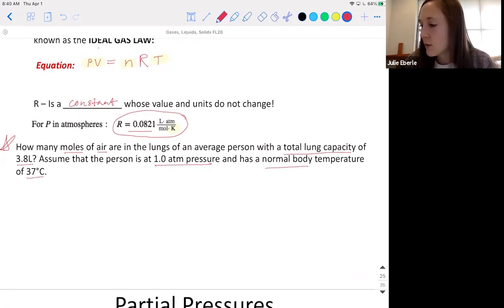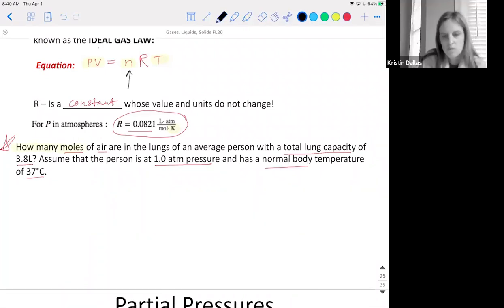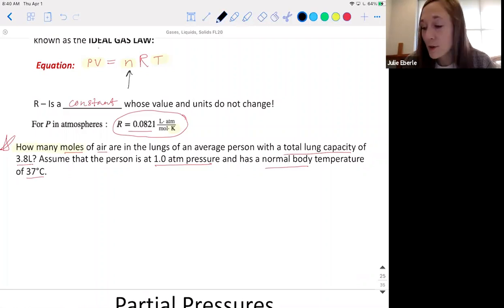All right, so where is my question? Some of you are like, I don't even know what to do. Always figure out what the question is asking. It says, how many moles? So what are we solving for? We're solving for N. N is number of moles. That's the first thing you have to do: figure out which part of the puzzle you're solving for.